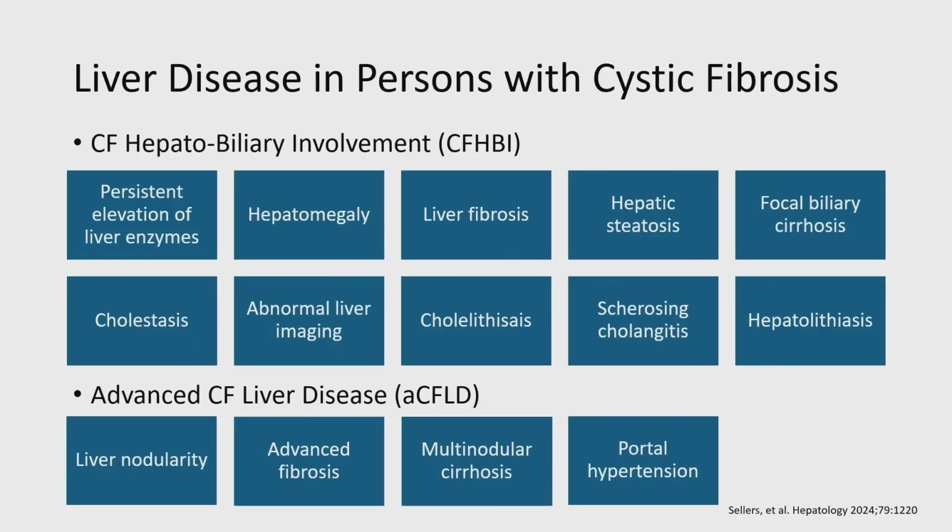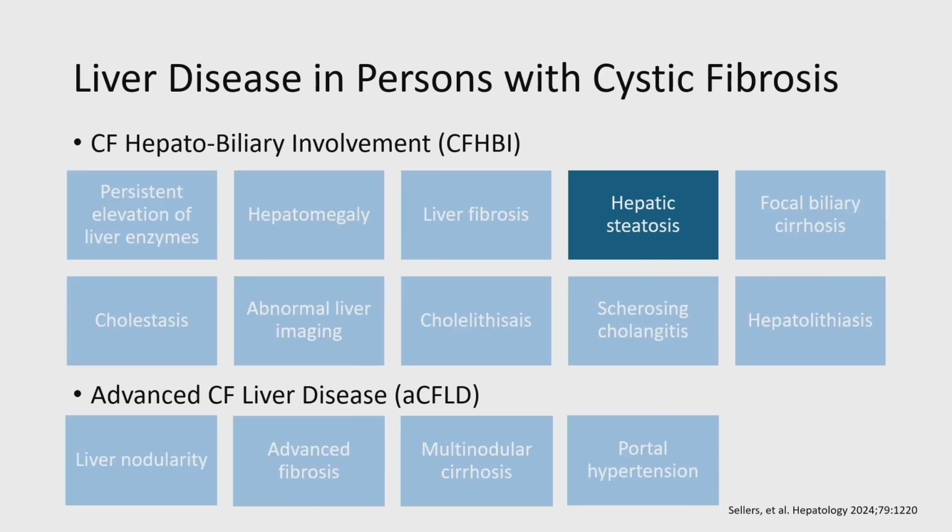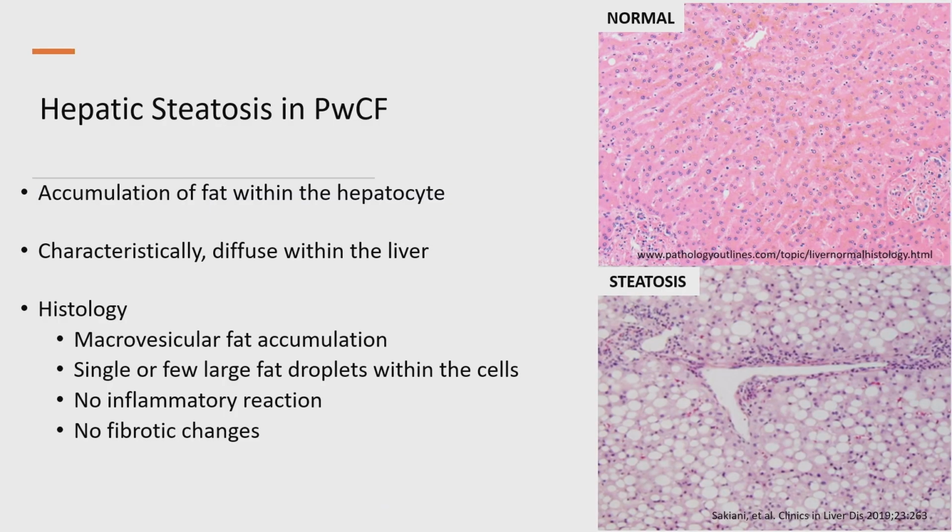So you heard about the categorization of liver disease in persons with cystic fibrosis. Here we have them listed, as Jay just went over them, and I'm going to be focusing specifically on hepatic steatosis. Hepatic steatosis in persons with cystic fibrosis is defined as the accumulation of fat within the hepatocyte. It's characteristically diffuse within the liver.